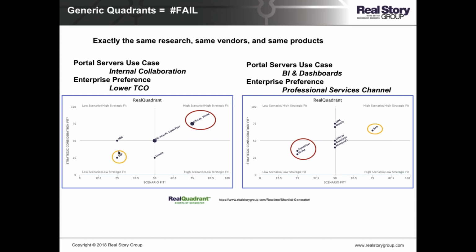Now, if I've got a very different use case around BI and dashboards, I want more of a dashboard type portal, maybe for our executives, and I know I'm going to need a lot of customization, so I want a professional services channel to help me, I get a completely reversed quadrant here, right? So it's the same research, same vendors, but I'm getting two different outputs. And this is to show you that depending on what you're trying to do, what your use cases are, what your strategic priorities are, you can have a very different set of vendors on your shortlist.